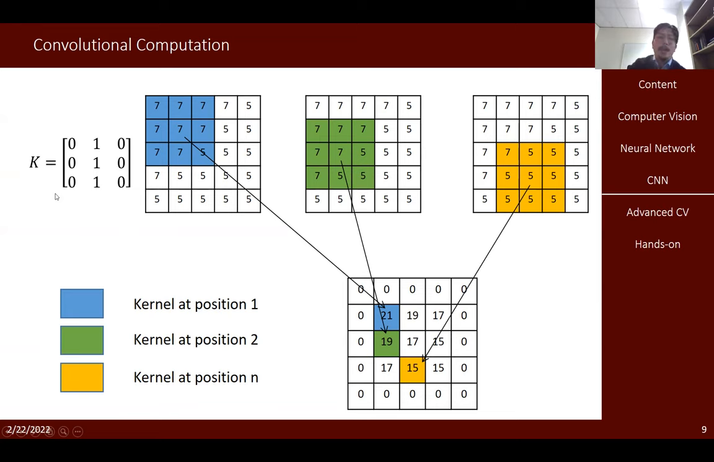And when we are training the model, the weights in this kernel can be negative, can be positive, can be decimals, can be very different combinations. So that this convolutional computation can extract color, features, shapes, a lot of different information.